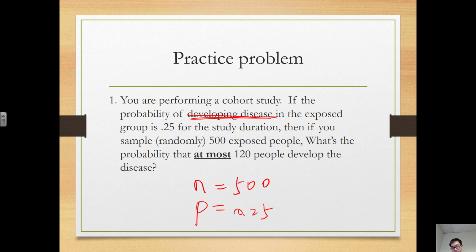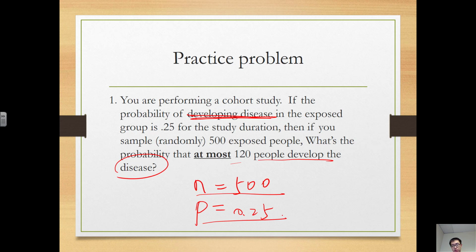So this random variable, the number of people who develop the disease, will follow a binomial distribution with n = 500 and p = 0.25. And we want to know the probability that this random variable is at most 120, which means that x is smaller than 120. How do we calculate that?